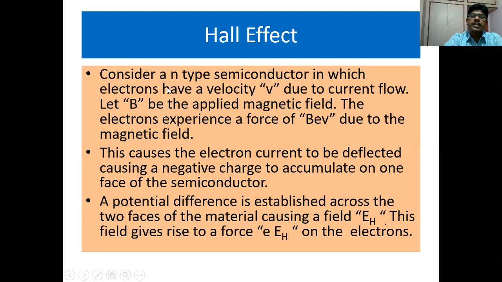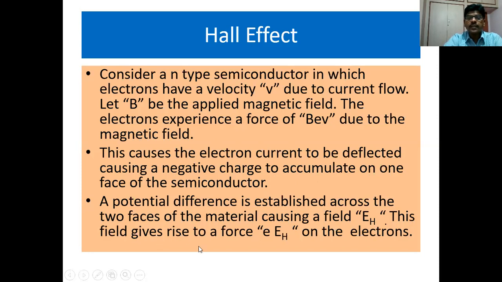Now consider an N-type semiconductor in which electrons have a velocity v due to current flow. Let B be the applied magnetic field. The electrons experience a force of B e v due to the magnetic field. This causes the electron current to be deflected, causing a negative charge to accumulate on one face of the semiconductor. A potential difference is established across the two faces of the material, causing a field EH.